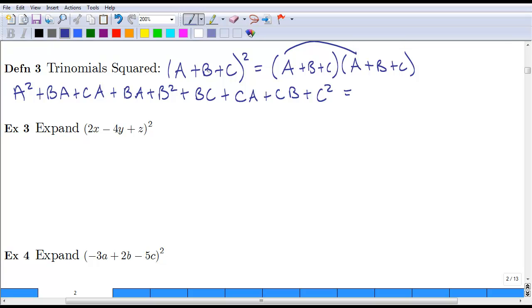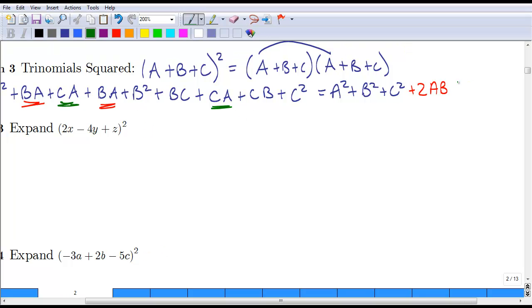So this all simplifies to be: you've got an a squared, a b squared, and a c squared. And then you end up with 2 of each of the other things. You get a BA and a BA, so that's plus 2, we'll write it as AB. You get a CA and an AC, so you get 2 of those. And last but not least, you end up with a BC and a CB, which would be 2 of the same things. It doesn't matter which order they're in because we're multiplying.